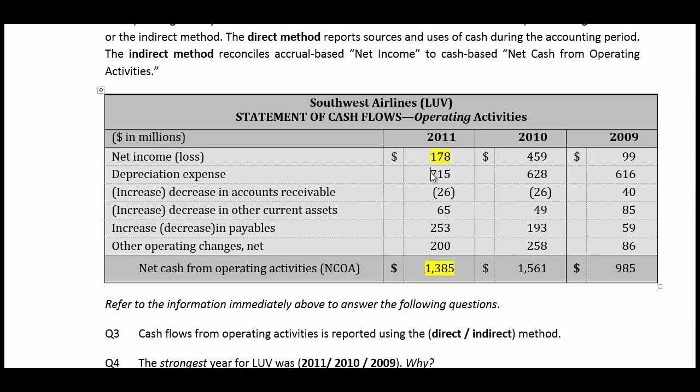Even though we only had $178 million in income, $715 million in our expenses was depreciation. It didn't cost us anything. We didn't have to pay for it. So therefore, I'm going to add it back, because that means I had more cash flow.